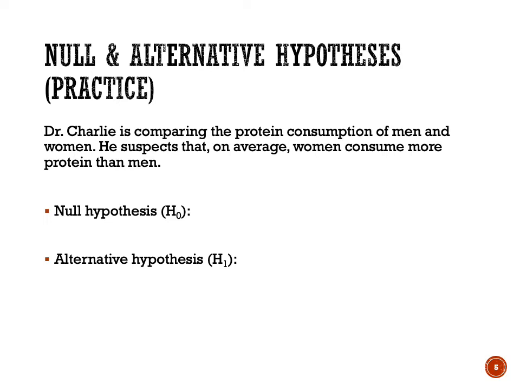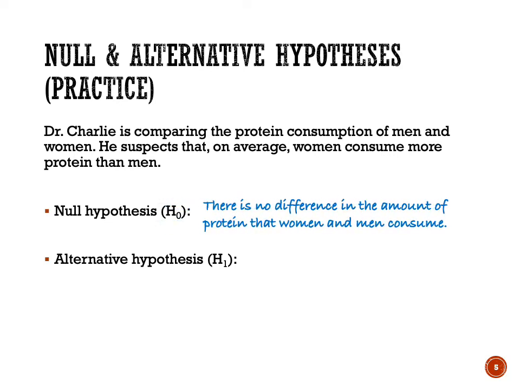The null hypothesis, remember, is that nothing is going on. So in this case, the null hypothesis would be that there is no difference in the amount of protein that women and men consume. In other words, women and men consume the same amount of protein. There's no difference. So I'll look back at the scenario to find the alternative hypothesis.